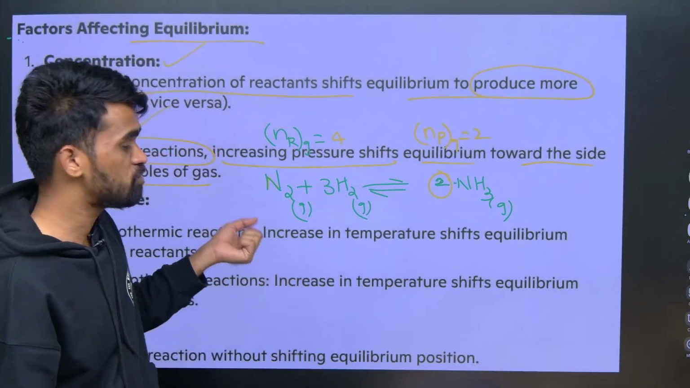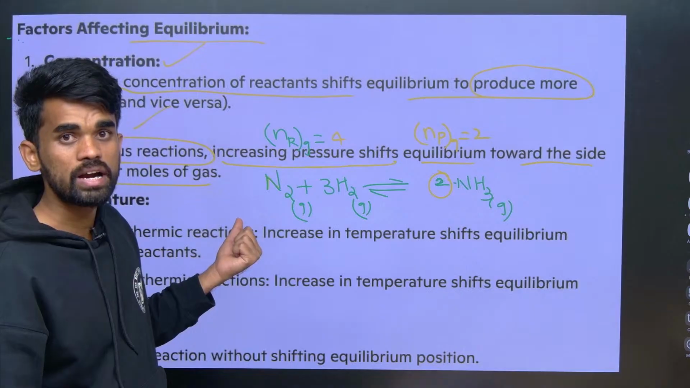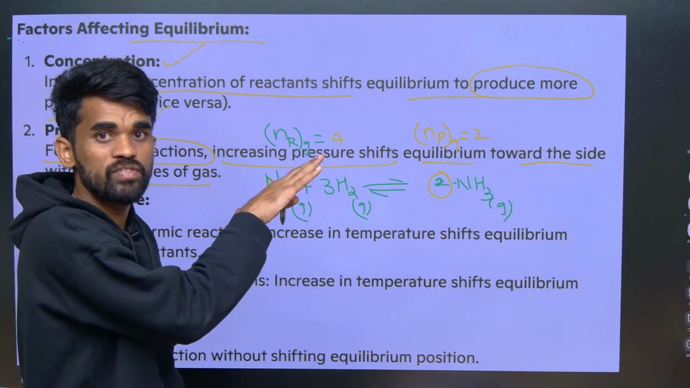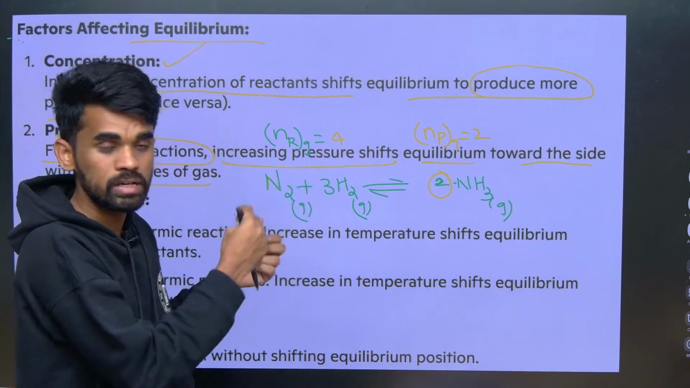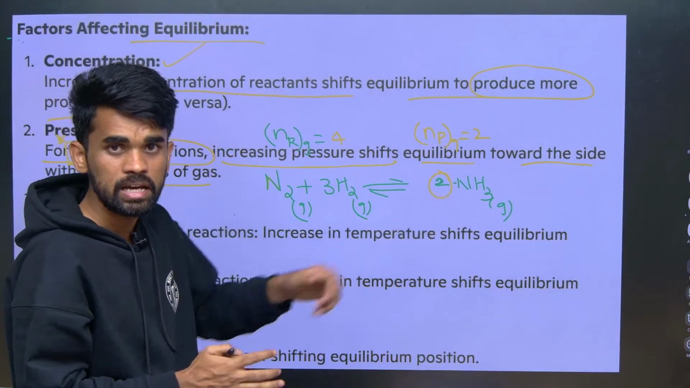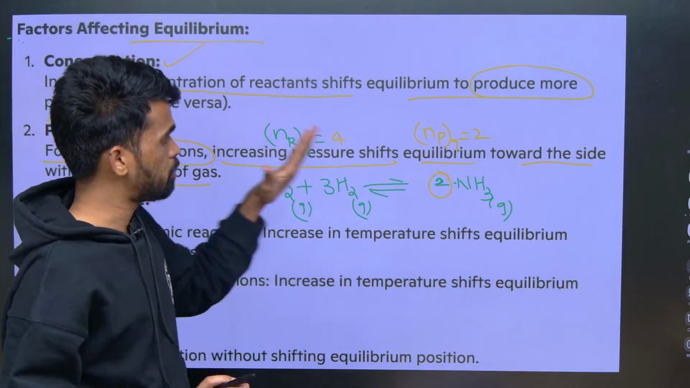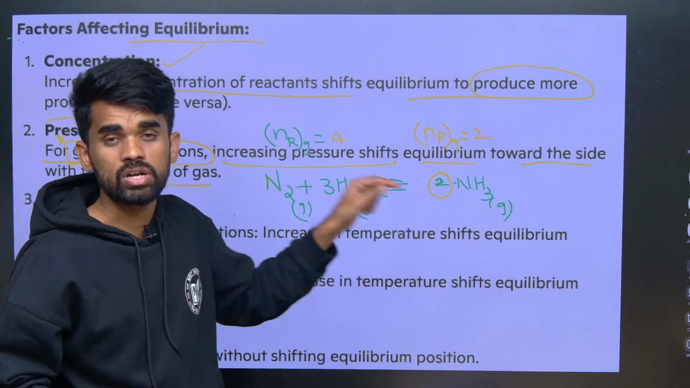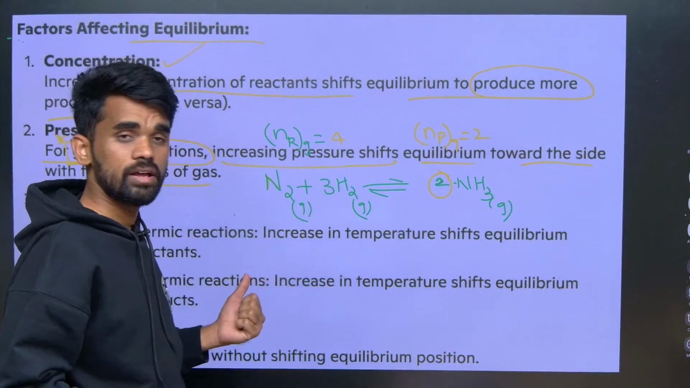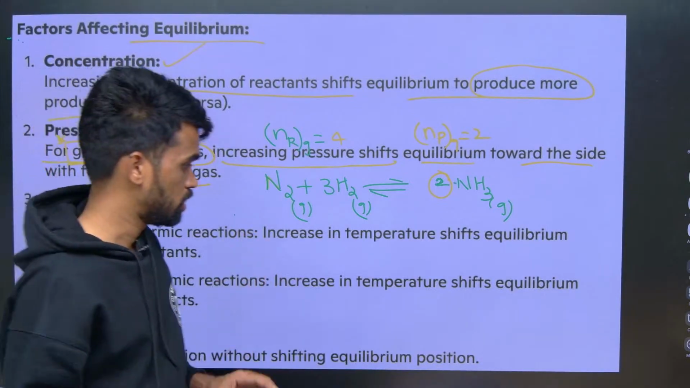If the number of moles are less on this side, then high pressure favors the backward reaction. Here the number of moles are less, therefore high pressure favors forward. I hope it is clear. High pressure favors product formation, low pressure favors reactant formation. You can think in that way.